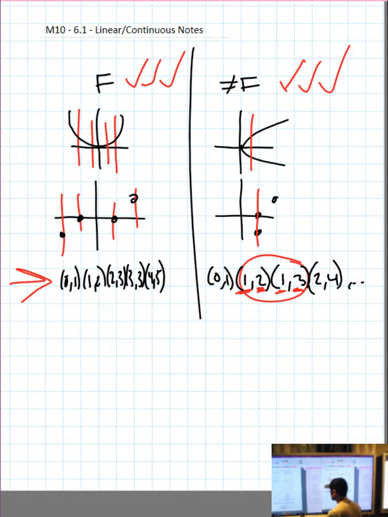So again, a relation is a function if you run your pencil vertically across the page and only cross the line once. A relation is not a function if you run your pencil vertically along the page and it hits the line more than once.